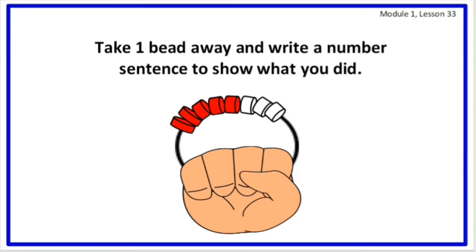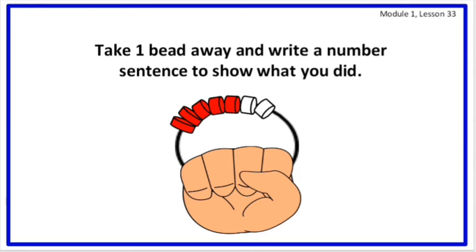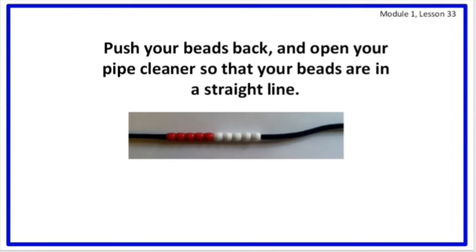You can see that. So I'm having 8 beads. Okay, let's take 1 again. Now we're having 7 beads. That means it's 8 minus 1 equals 7. So how many beads are left? 7 beads. Now push your beads back and open your pipe cleaner so that your beads are in a straight line. So we have 10 beads on the pipe cleaner.